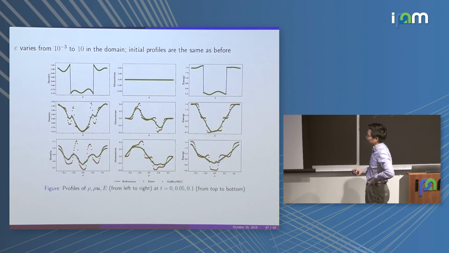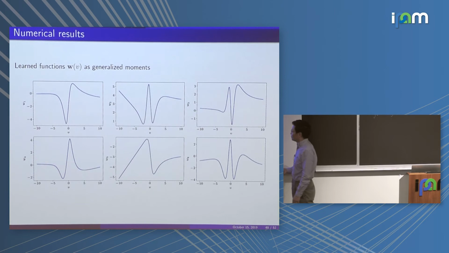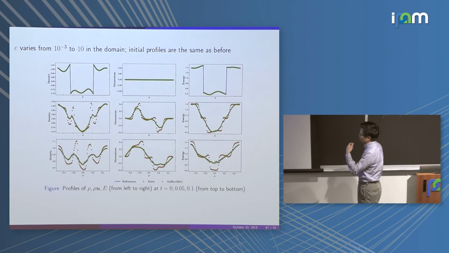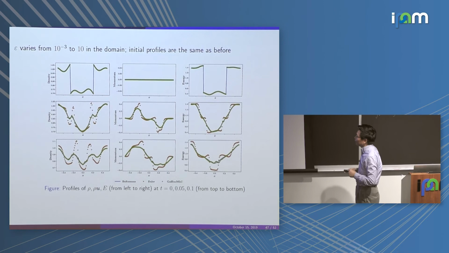This is how the generalized moments look for a different set, so they're not polynomials. This problem is not as complete as the one we did before, so there's a lot of work to be done in order to make this really practical and for everybody to be able to use. There's still a lot of work that needs to be done. The paper just got accepted.